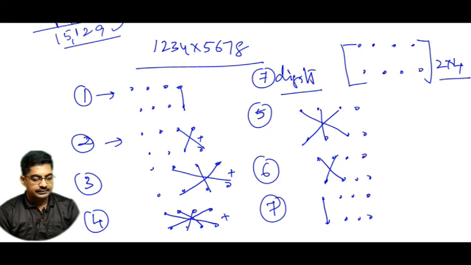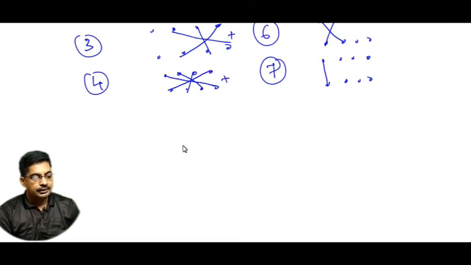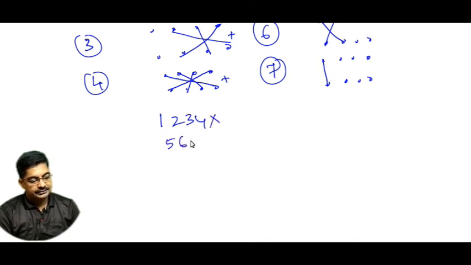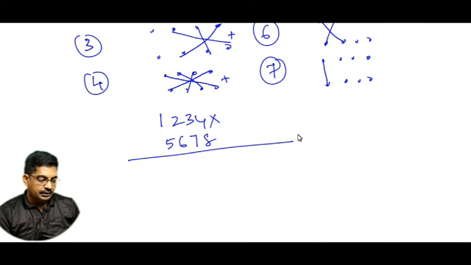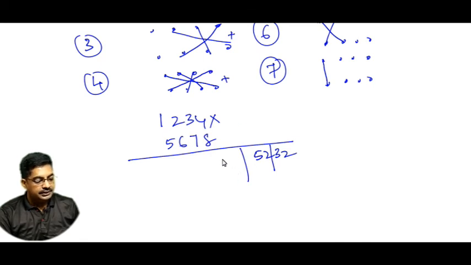So shall we perform this in a Vedic way? What is the multiplication given? 1, 2, 3, 4 by 5, 6, 7, 8. Shall we perform now? So 8 4s are 32, first digit came. The second, 7 4s are 28, 8 3s are 24, 24 plus 28 is 52. Then third, 8 2s are 16, 6 4s are 24, 7 3s are 21. How much is that? 16 plus 24 is 40, plus 21, 61 will come. That is the third digit.